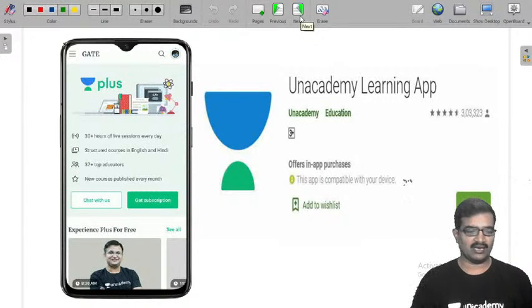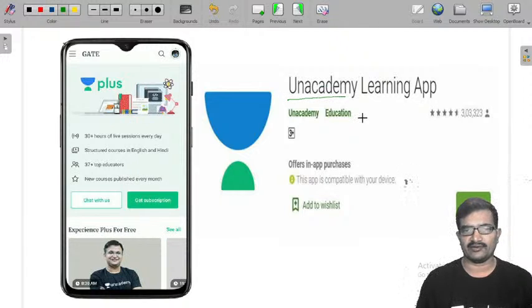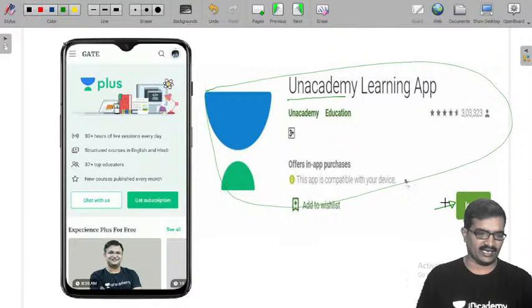First we check how to get the Unacademy learning app. Just open your Play Store. In the Play Store, type Unacademy in the search button. There you get the Unacademy learning app like this. Then click on the install button. It will install the Unacademy learning app onto your device.